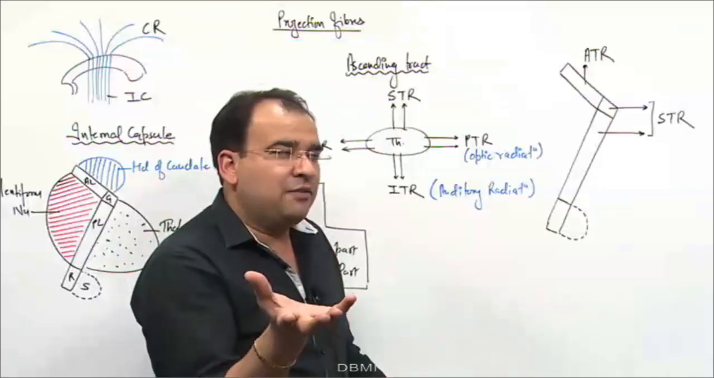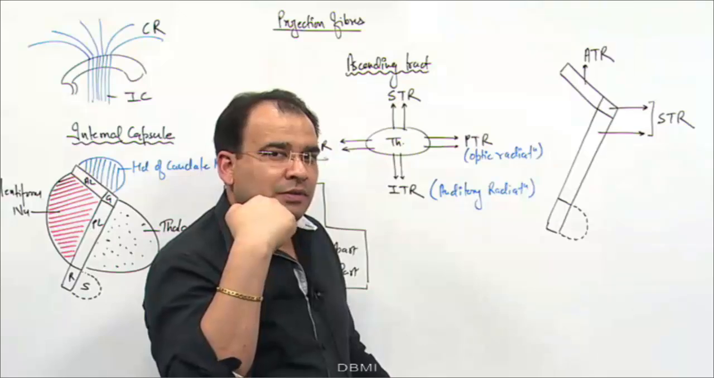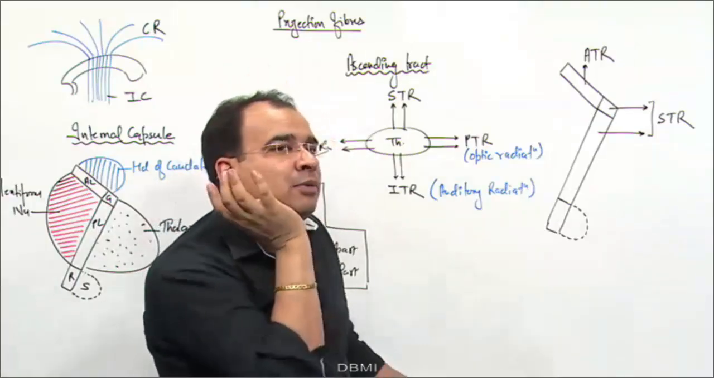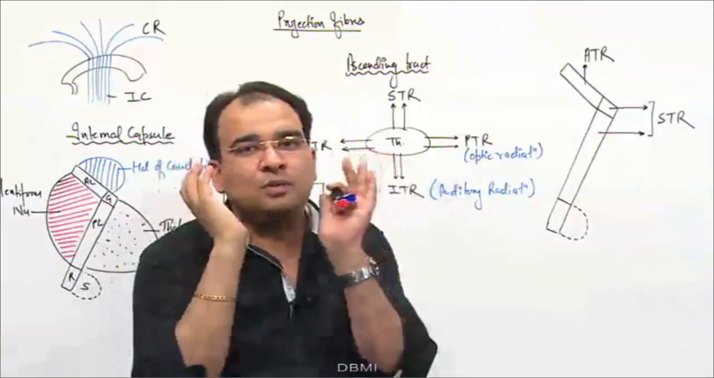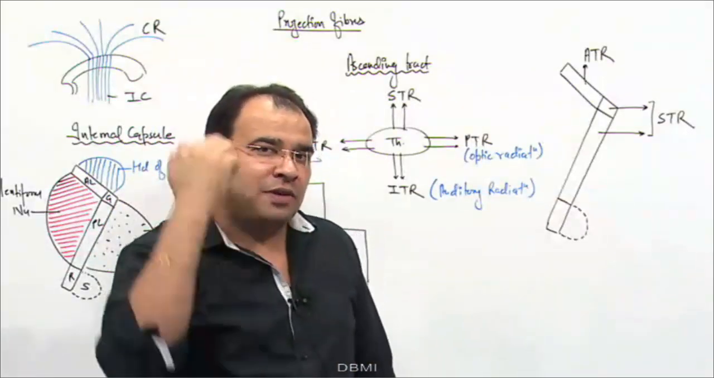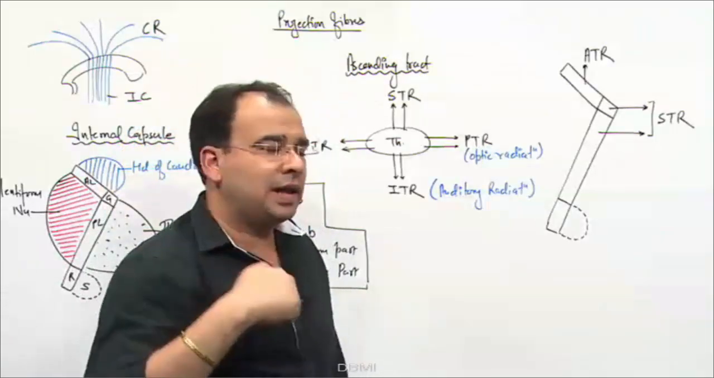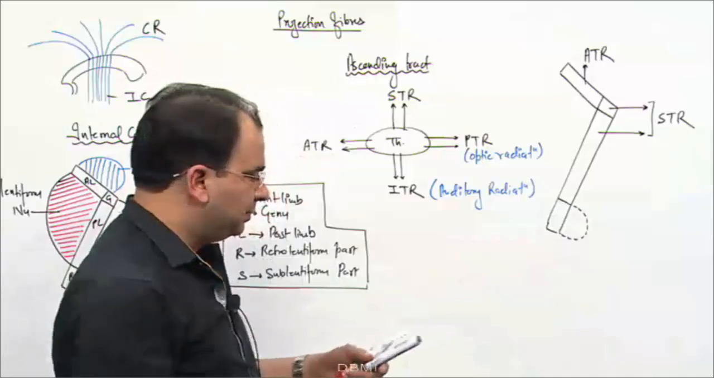And sublentiform part will give passage to those fibers which have to go down into the temporal lobe. Now temporal lobe is below, and what is the most important area in the temporal lobe? That is auditory cortex. So the fibers for the auditory region have to go from the lower part of the internal capsule, which is sublentiform part.